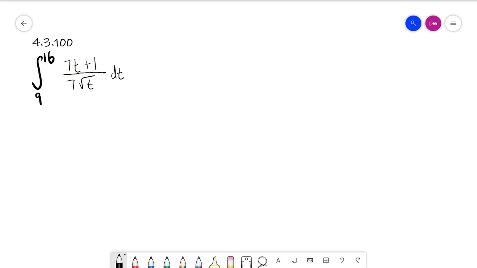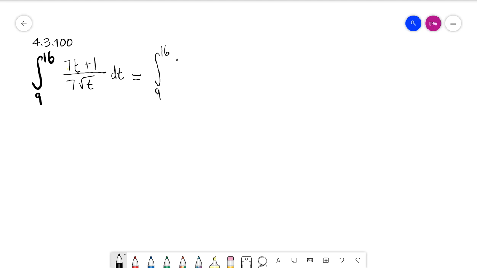So we're going to do a couple things. One, remember we can write the square root of t with an exponent of 1/2. And then also, because there's only one term in the denominator, we can actually split this into two fractions. If this was something like 7 root t and then a plus 1 down here, then we'd have two terms, and we wouldn't be able to do this. But since it's just the one term, we can do this.